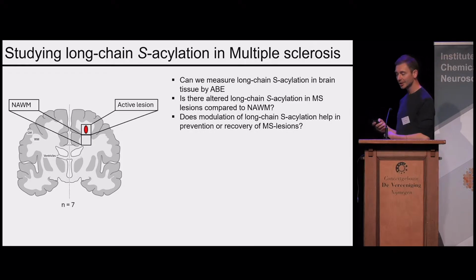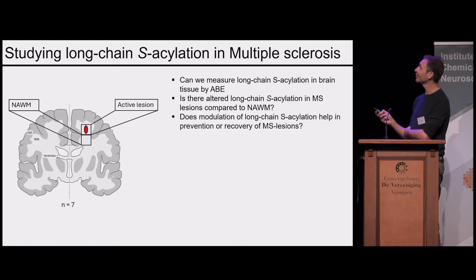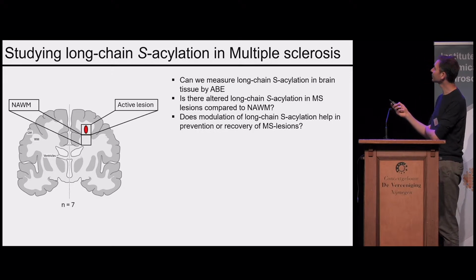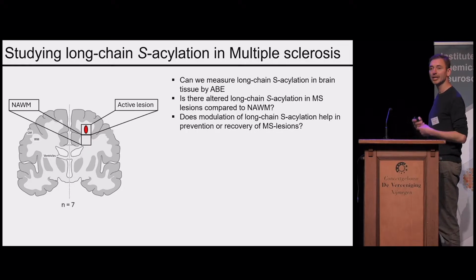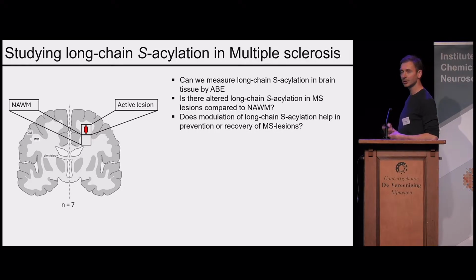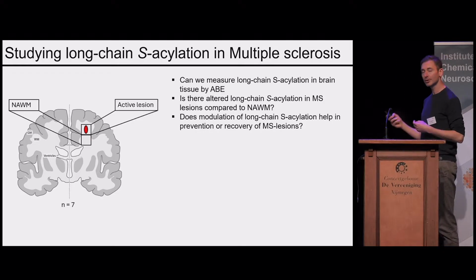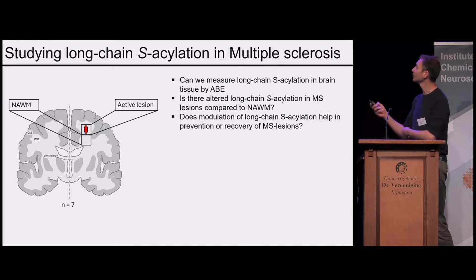Then I wanted to switch to a slightly different setting, but it also has some overlaps. Multiple sclerosis is already explained quite thoroughly in the previous talks by Dan and Bart. We also wanted to look at protein lipidation in multiple sclerosis because it has a similar inflammatory phenotype, and we thought it could be interesting.